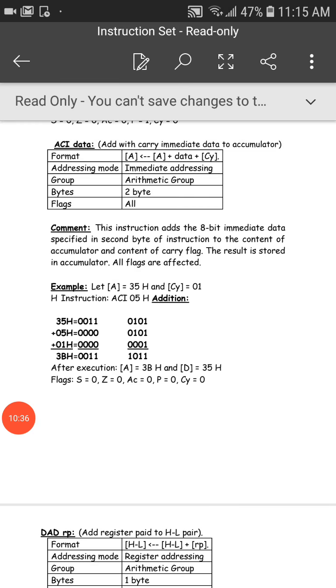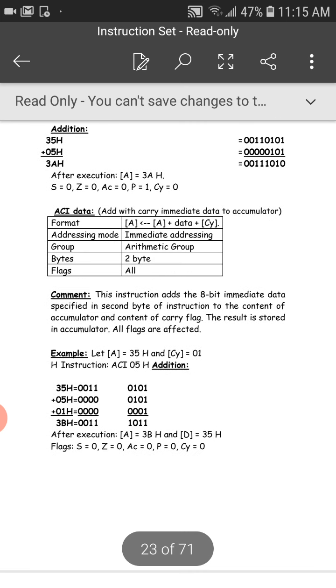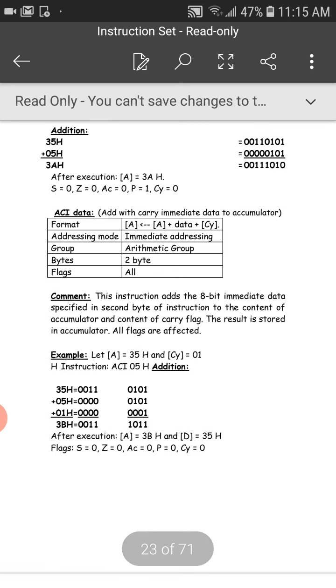So these are our arithmetic instructions. Some other instructions are also remaining here, that we will see in the next lecture.